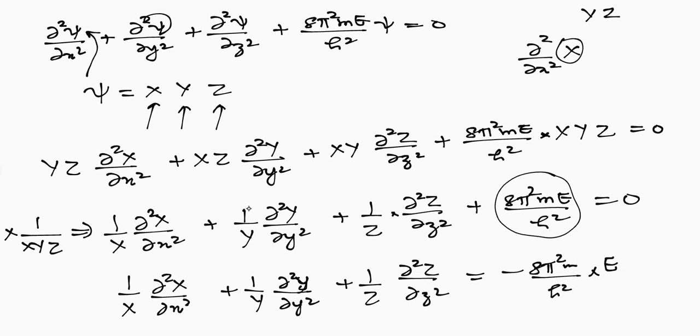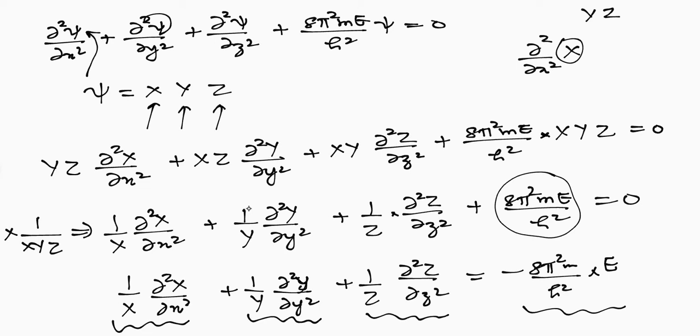Okay, now if you observe this carefully, listen, this is a function of x alone. This term is a function of y alone, and this term is a function of z alone. So these terms depend on different variables, right? But if you add them together, that should be equal to the term which is present in the right hand side.